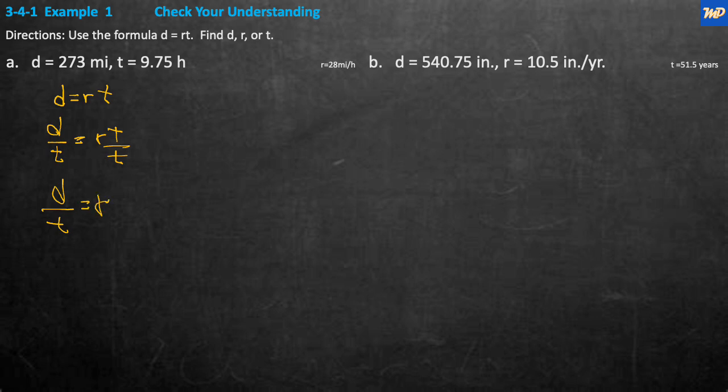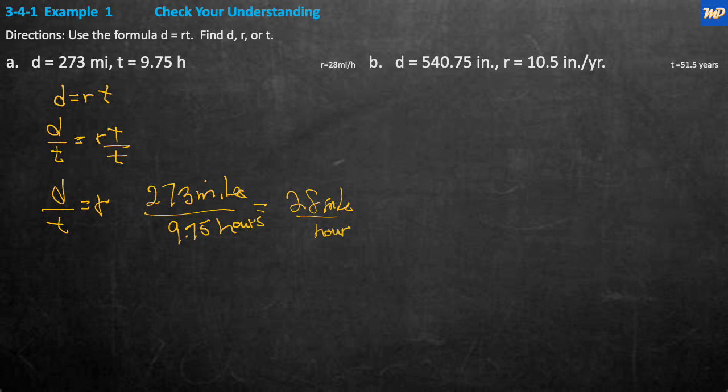So now we substitute in D and T. And when we do that, we're going to have D is 273 miles, distance over T, which is 9.75 hours. Okay, and that answer is going to end up being 28 miles per hour. We just divided 273 by 9.75 and you get the value.